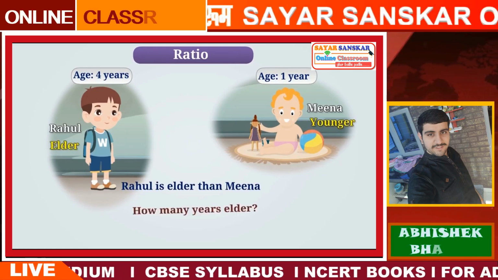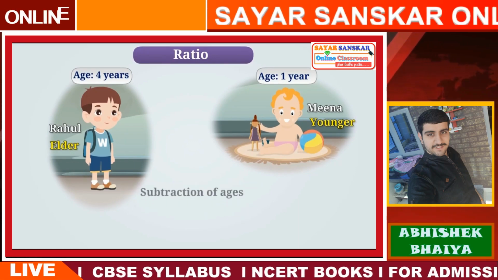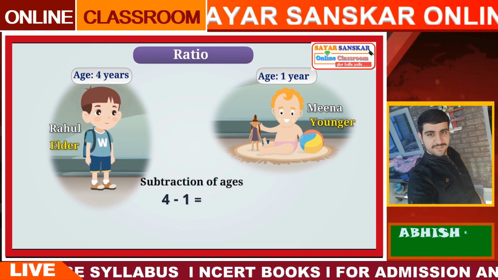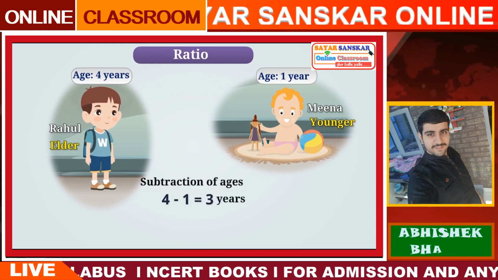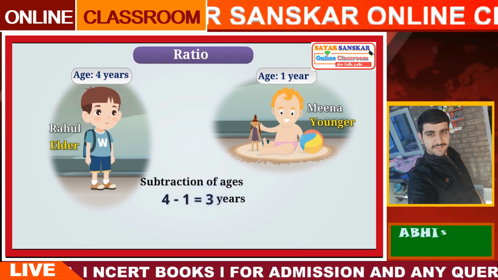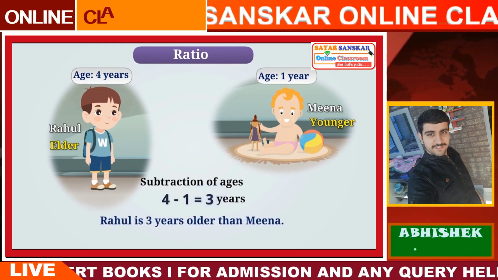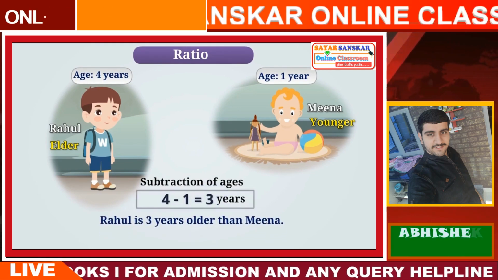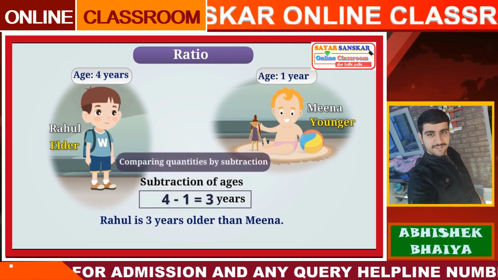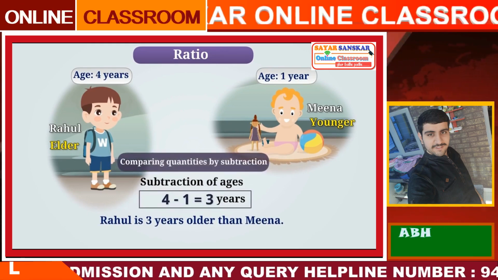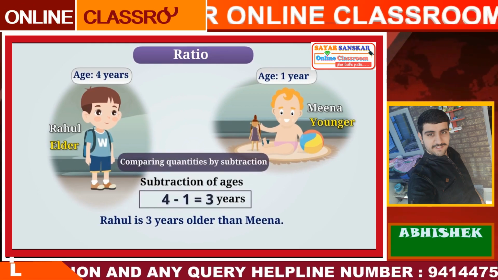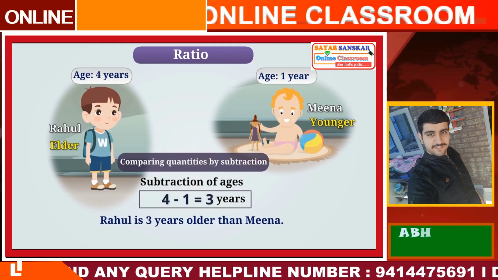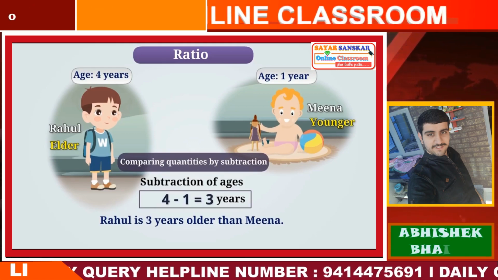Rahul is elder to Meena. Now, if we subtract their ages, then we get this. This shows that the difference between their ages is 3 years. Therefore, we can say that Rahul is 3 years older than Meena. Now this method of comparison is called comparing quantities by subtraction. However, if we keep thinking, we can also compare their ages using another method. Think what it would be.